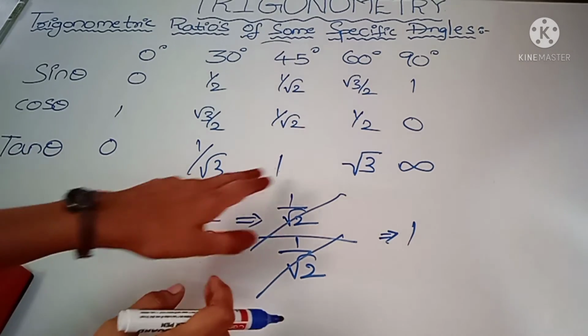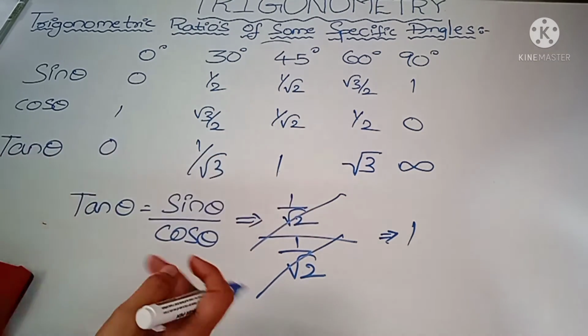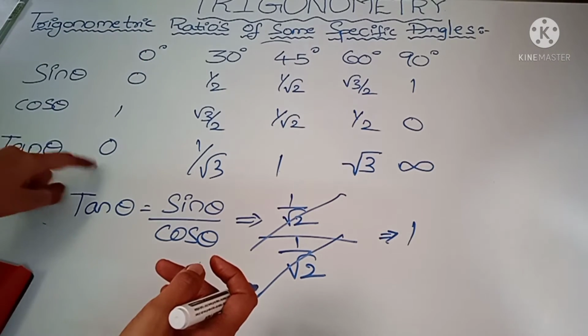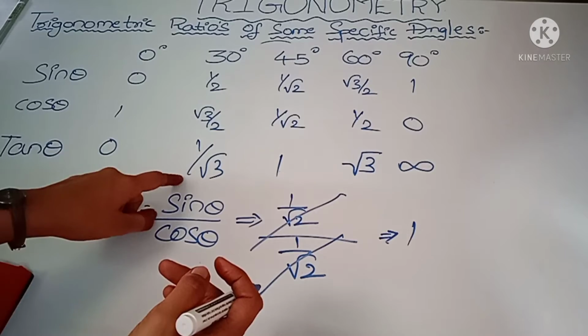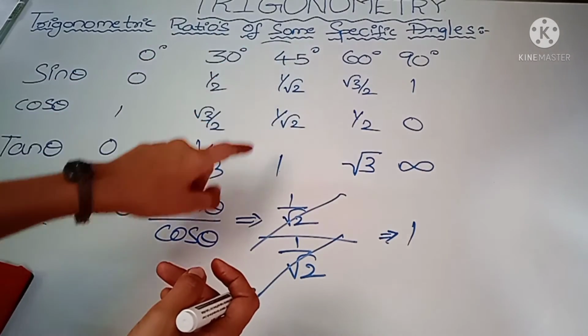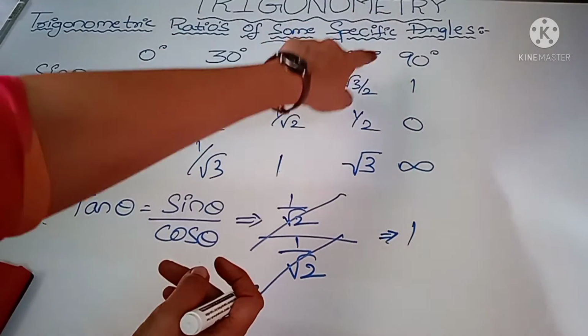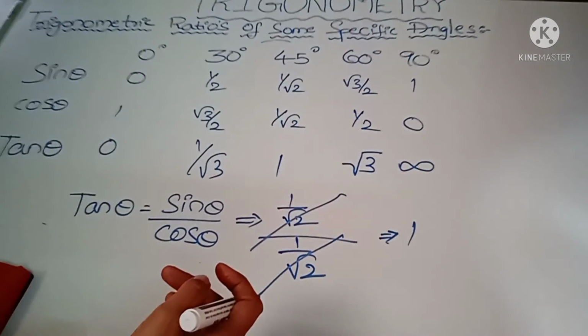This is about tan theta values. Tan 0 degrees is 0, tan 30 degrees is 1 by root 3, tan 45 degrees is 1, tan 60 degrees is root 3, and tan 90 degrees is infinity.